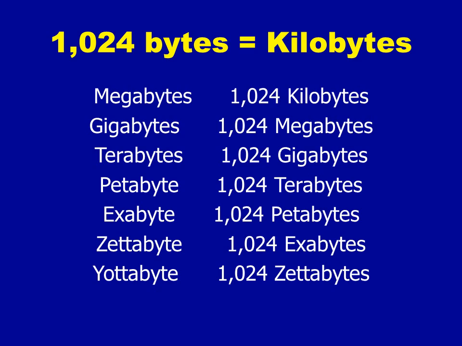See if you can follow this slide. 1,024 bytes equals 1 kilobyte. 1 megabyte equals 1,024 kilobytes. A gigabyte is equivalent to 1,024 megabytes. A terabyte is equal to 1,024 gigabytes. A petabyte is the equivalent of 1,024 terabytes. An exabyte equals 1,024 petabytes. A zettabyte is the equivalent of 1,024 exabytes. And a yottabyte equals 1,024 zettabytes.